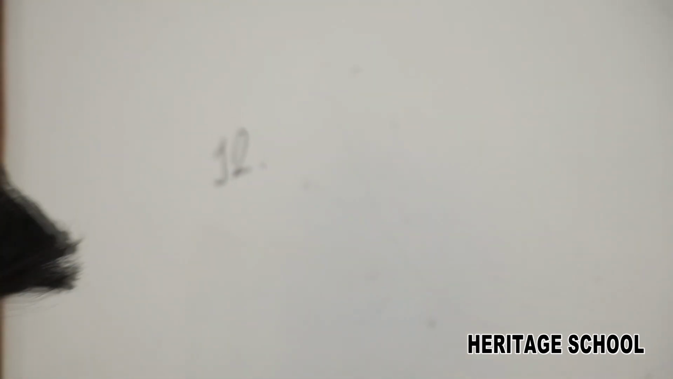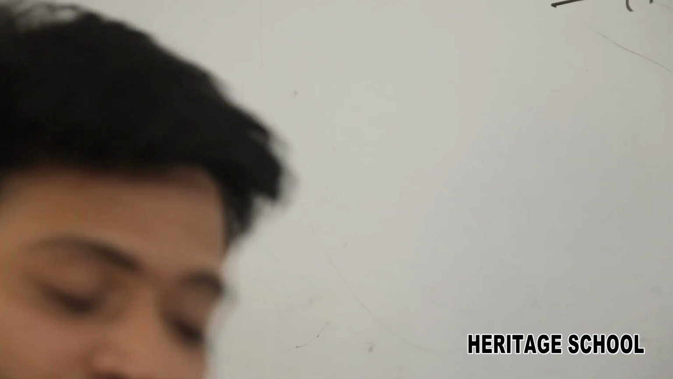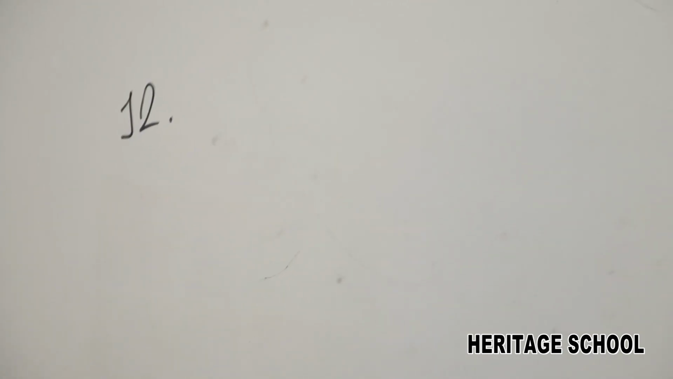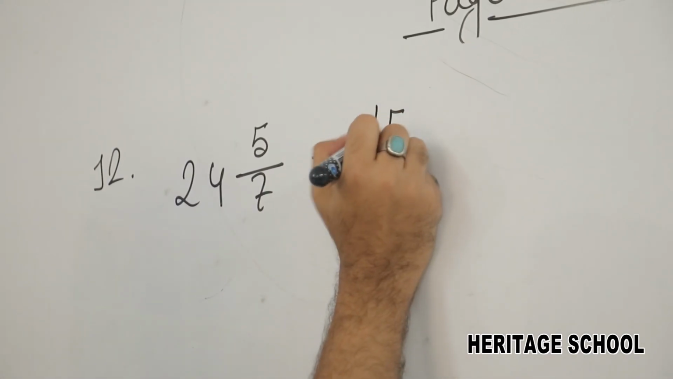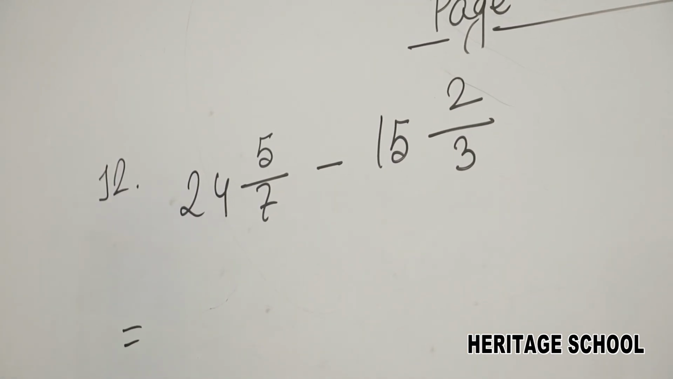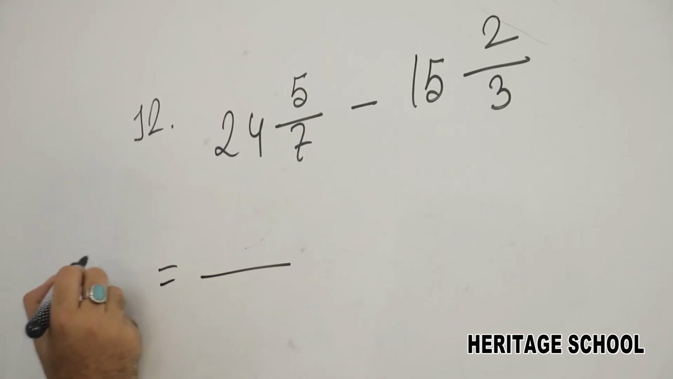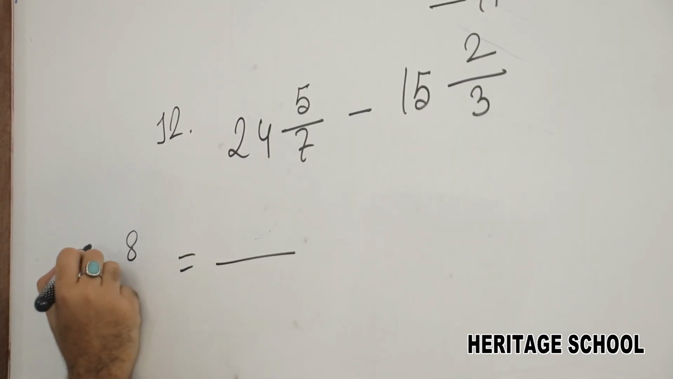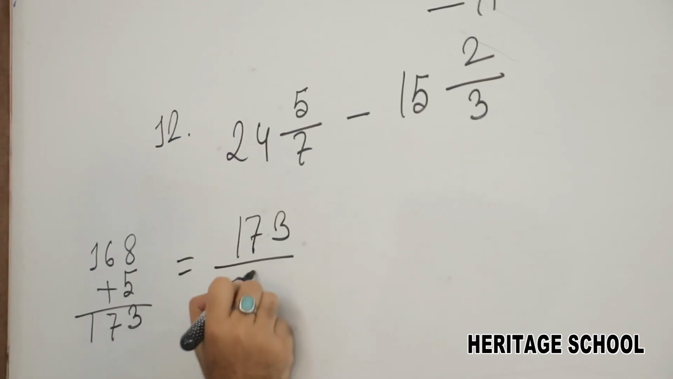Question number 12. Sanjay has completed 15 whole 2/3 miles of a 24 whole 5/7 miles race. How far does he need to run? So if I have a track of 24 whole 5/7 miles, and I run only 15 whole 2/3, how much is left? We have to subtract this number. So how can we? 24 multiplied with 7 and then add 5. 24 7s: 4 7s are 28, carry 2, 2 7s are 14 plus 2, 16, so 168 plus 5, that is 173 by 7.